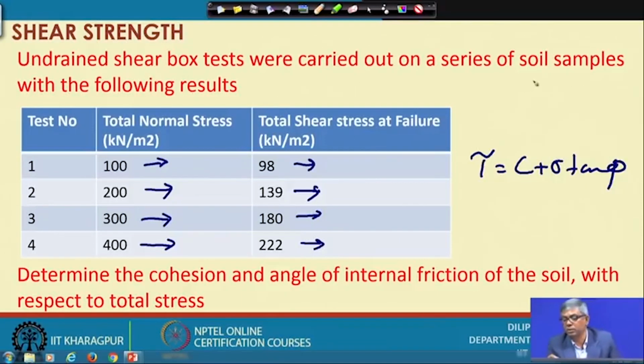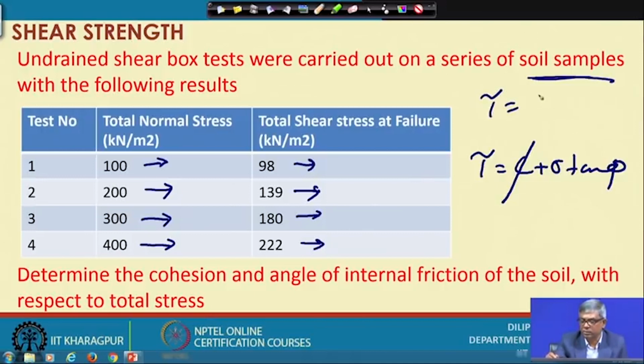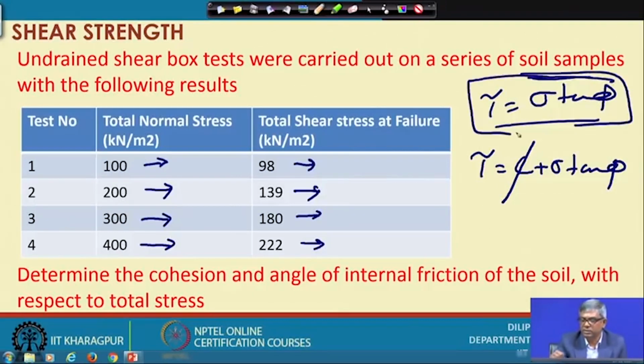This is a series of soil samples, and here it is not mentioned that the soil is sand, and as I have mentioned, direct shear test is good for cohesionless soil. So, if cohesion is absent, then directly we can do tau equal to sigma tan phi. So, this is the way we can do, but since it is not specified whether it is cohesionless or not, we will see the data and see how it comes.